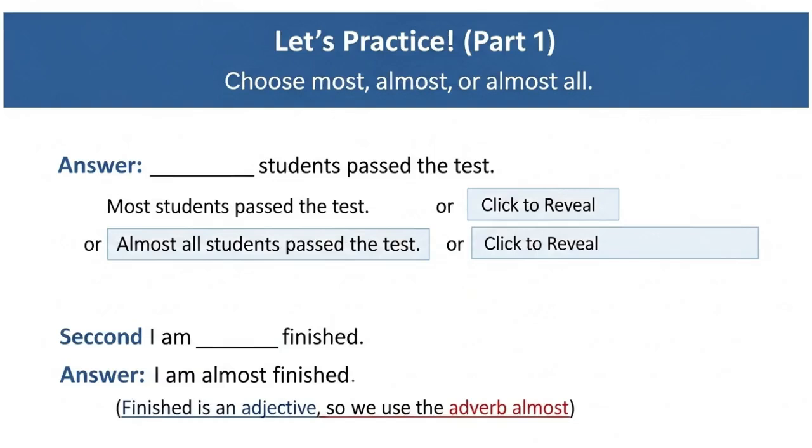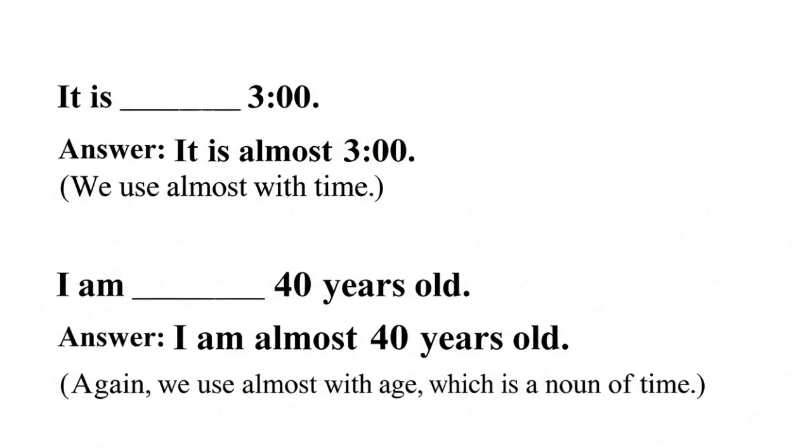Number 2. I am blank finished. Well, we know that most modifies a noun. Finished, it's not a noun, so therefore we know almost. I am almost finished, meaning close to finish. I will be finished soon.